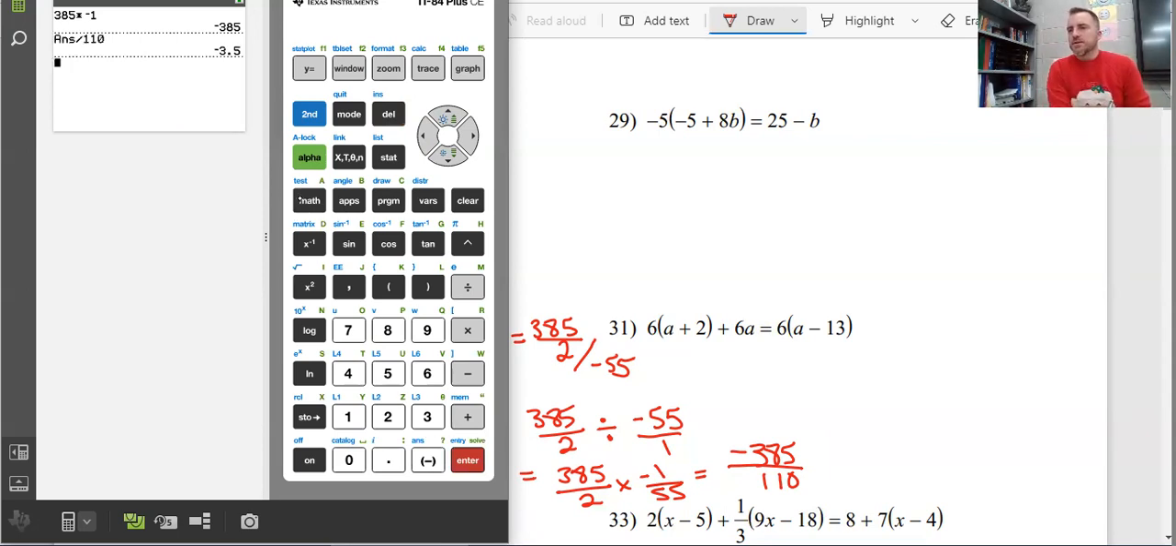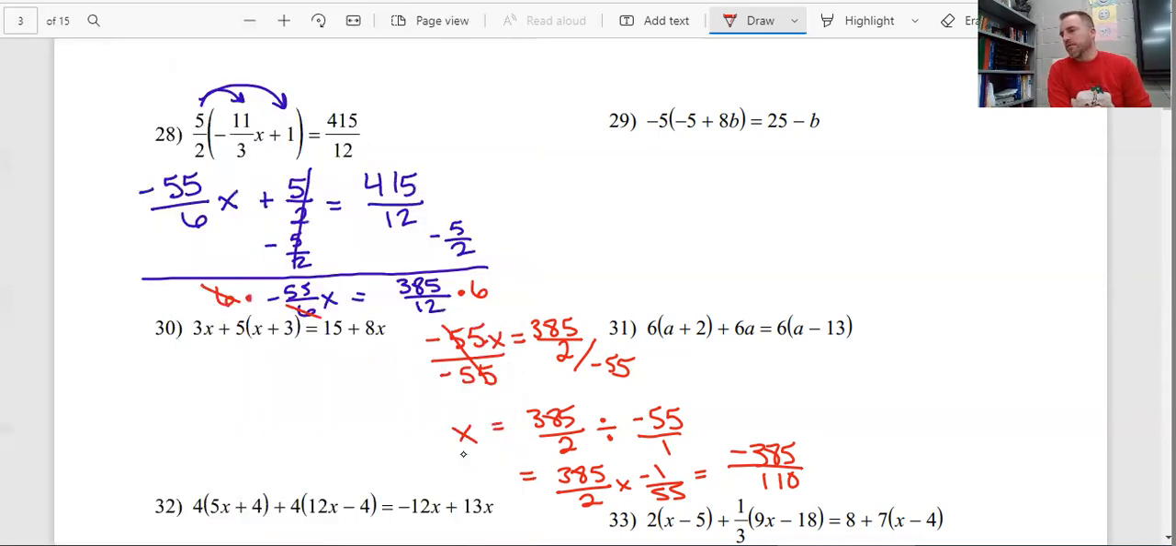Okay, so you can write that as an answer, but if you want a fraction, you hit math, enter, -7/2. That tells me there was a bigger common factor than just 5. 55. Yeah. And that's number 28. Okay, fractions make things a little harder, but still very doable.